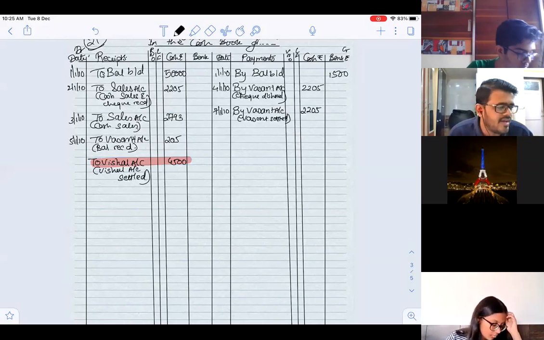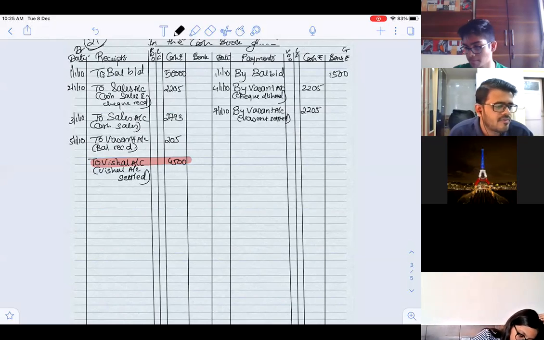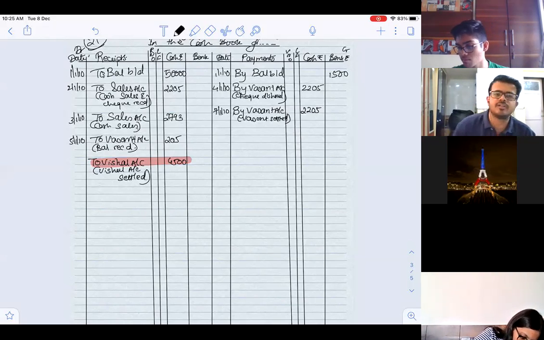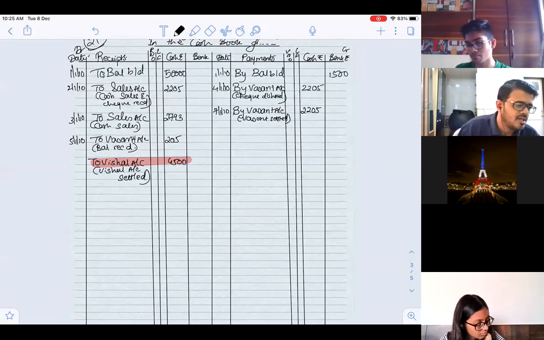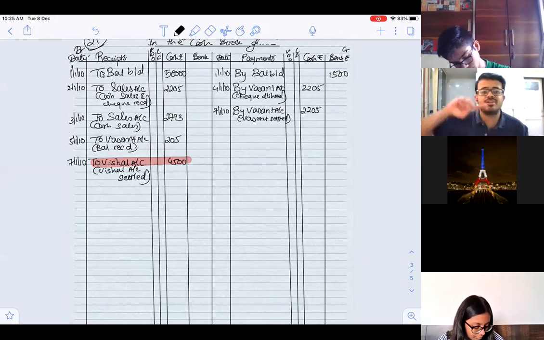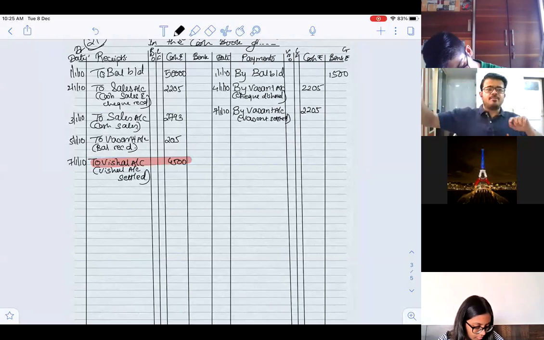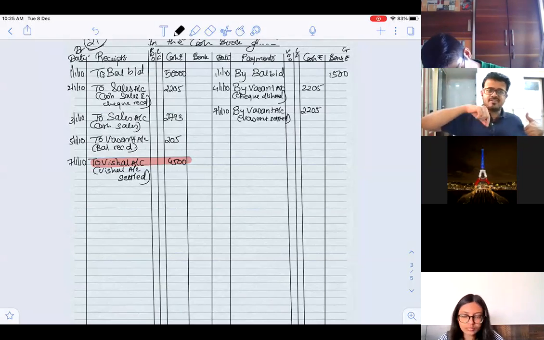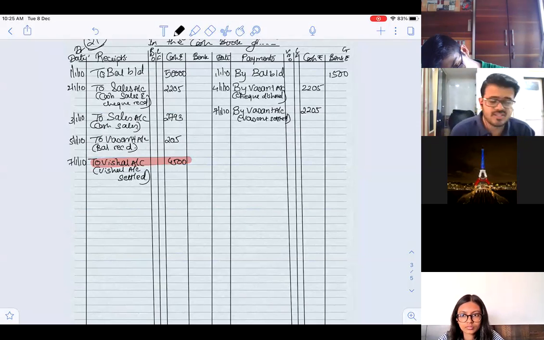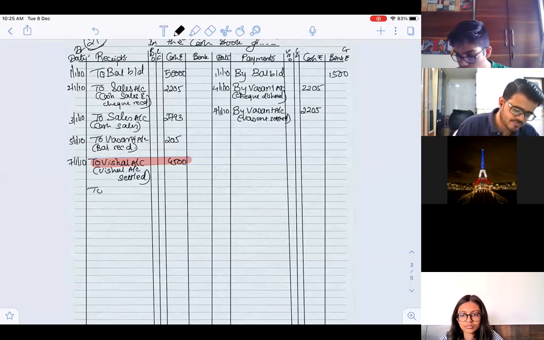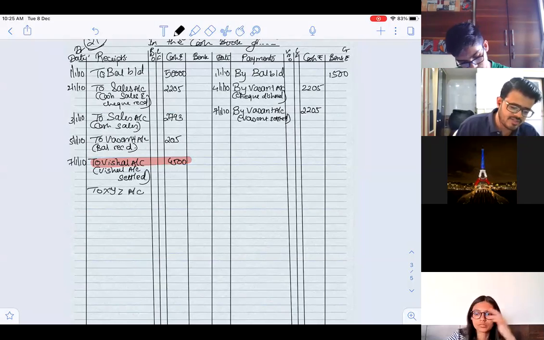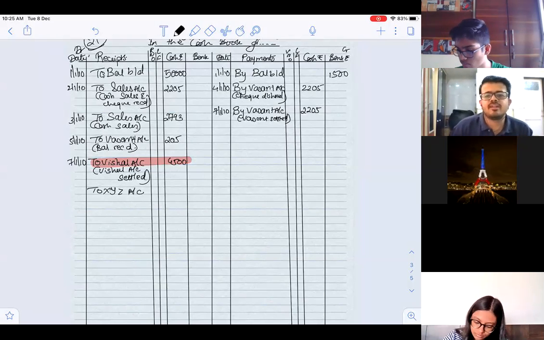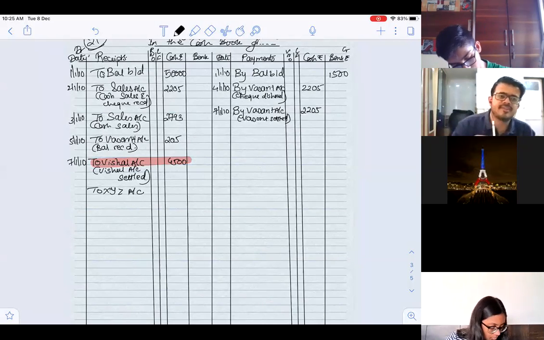Received a bearer check of 500 from XYZ and company against furniture sold in the last month. The furniture was sold last month, the check has come now. It is a bearer check, so what entry to make? Cash to XYZ or cash to furniture? Cash to XYZ. Furniture is already clean. If the furniture sale had brought money immediately, it would have been cash to furniture. Sold last month and money is coming now, so cash to XYZ.